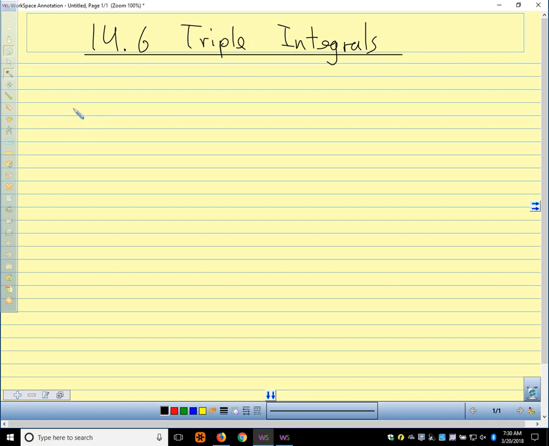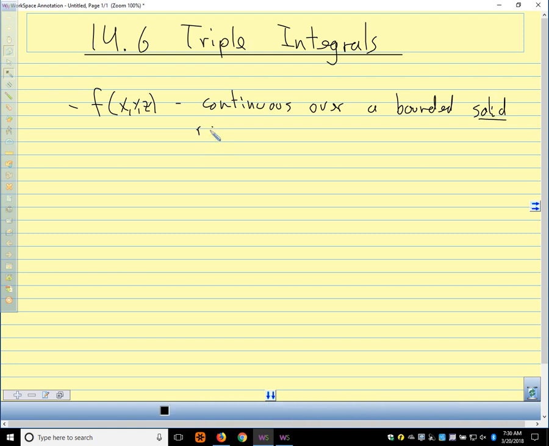So what we're starting with is f of x, y, z, and this is going to be continuous. So it's a nice function over a bounded solid region Q. We're using Q instead of R because we're talking about a solid region rather than a plane region.